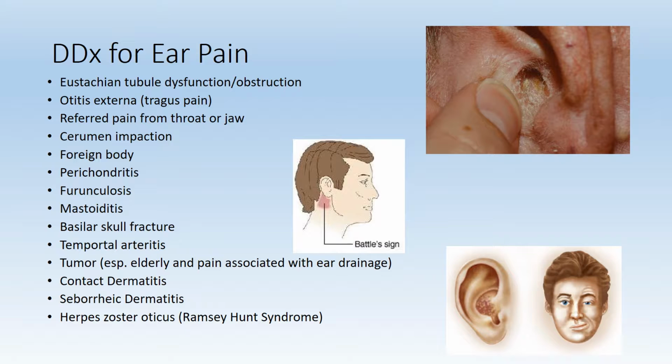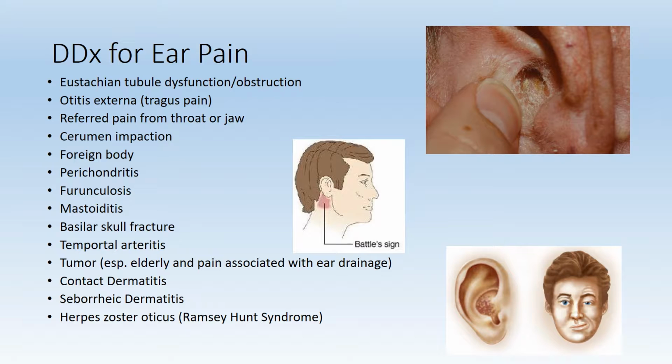Otitis externa, which is often associated with tragal pain, referred pain from the throat or jaw, cerumen impaction, foreign body, perichondritis, which is an infection of the pinna and produces a red, painful, swollen external ear, is usually associated with a staph infection, less commonly with strep infections, and tends to be associated with the body of the auricle and spare the non-cartilaginous lobule. Furunculosis, which is an infection of the hair follicles in the outer 1/3 of the auditory canal.